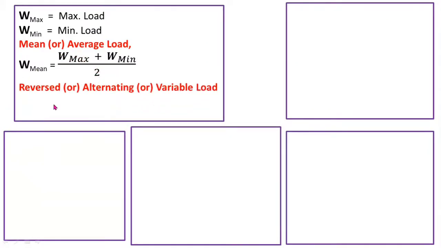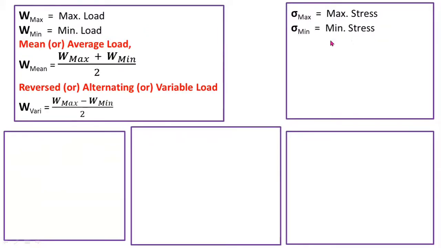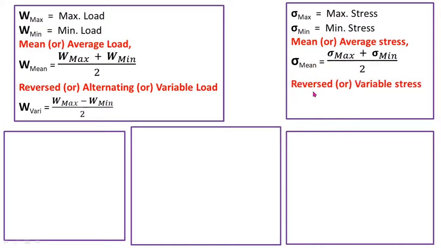And this one is, if you want to determine the value of variable load, then W variable equals maximum minus minimum load by 2. In the same manner, if you want to determine the mean stress and variable stress, then you have to consider maximum stress, sigma max, and sigma minimum, and mean stress, sigma m, equals maximum plus minimum stress by 2, and variable stress equals maximum minus minimum stress by 2.